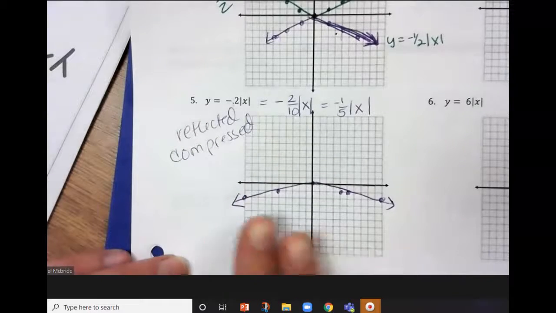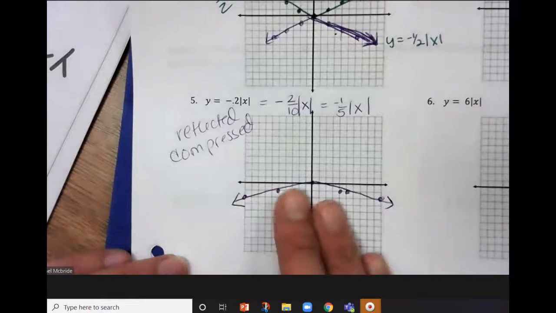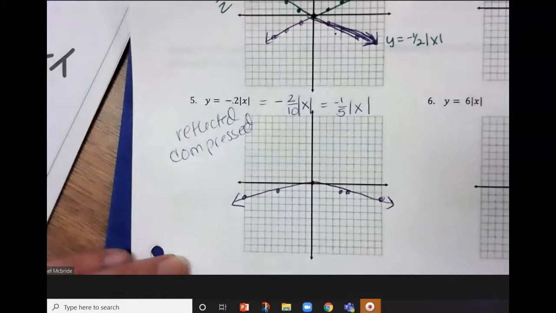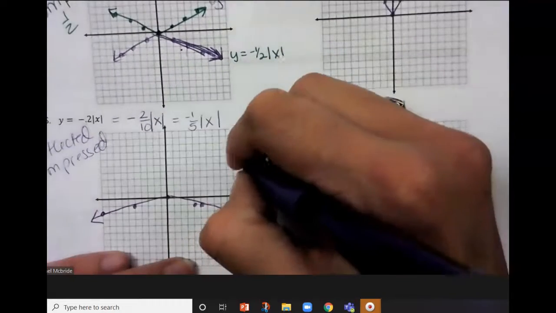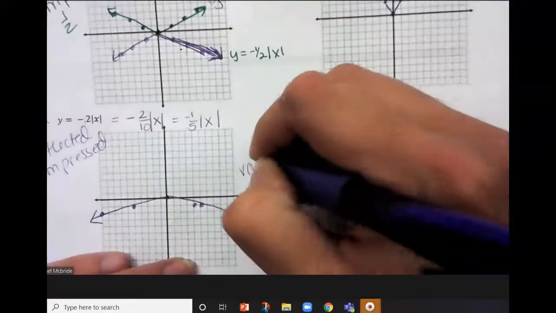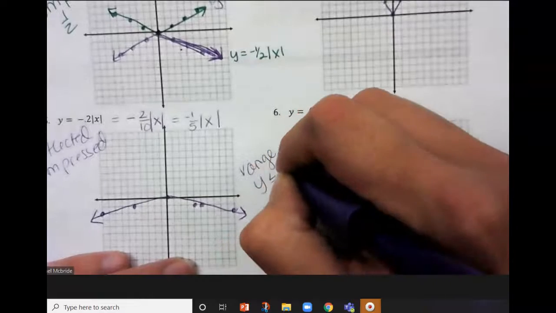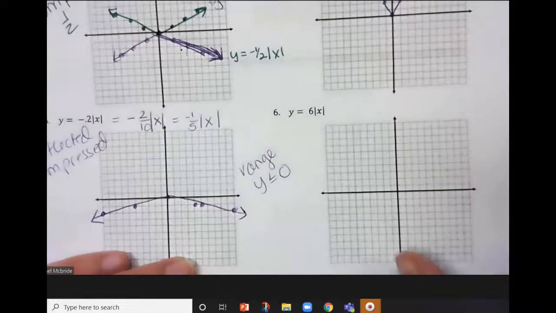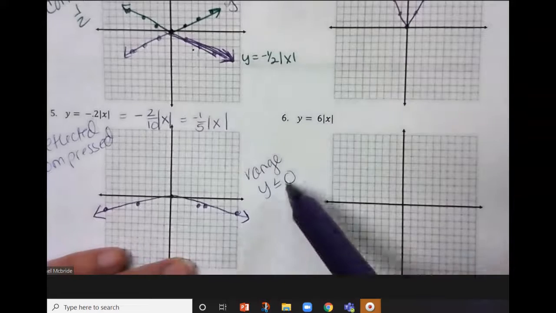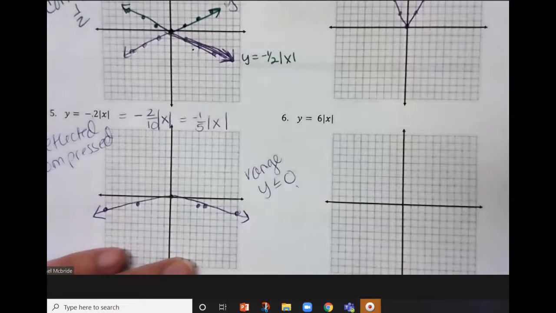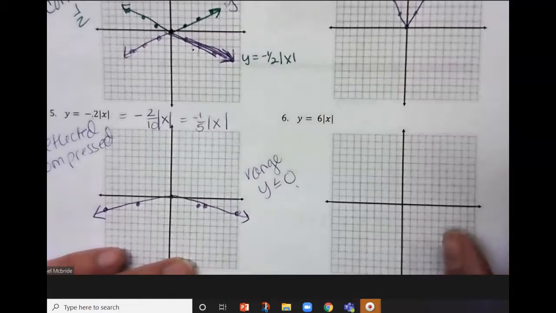So we can see once again this graph is much wider than the regular graph. Its range is going to be flipped. So the range of a normal graph is y greater than or equal to 0. Since this graph is reflected, it's y less than or equal to 0. So its range is also flipped.